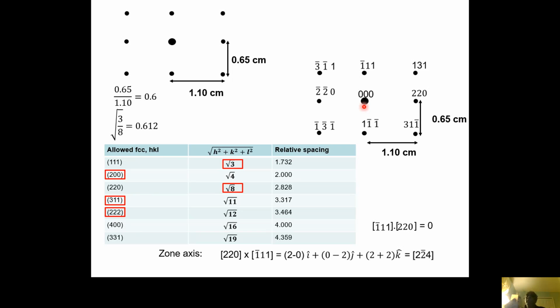So actually, the zone axis you can think about in terms of the reciprocal lattice; it is more like a real space axis. So if you take the cross product of these two, 2 2 0 and minus 1 1, you get this, my zone axis. So this is 1 minus 1 2, right? So that is the zone axis.